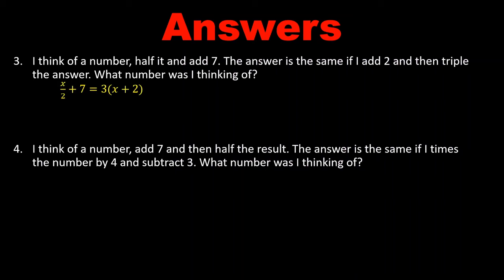Question 3, those two calculations are equal to each other. In the second calculation, I hope you used brackets because we're adding the 2 first and then tripling, so that's timesing by 3, the answer. To solve this, first let me expand out the brackets, then let's get the x terms together.